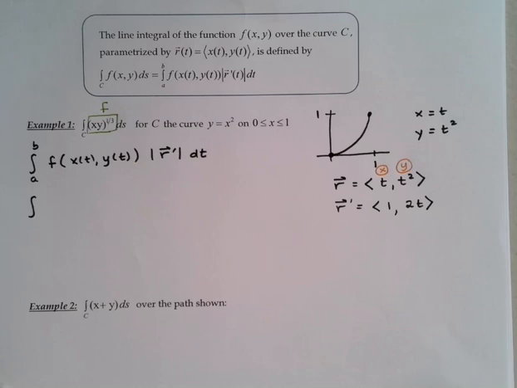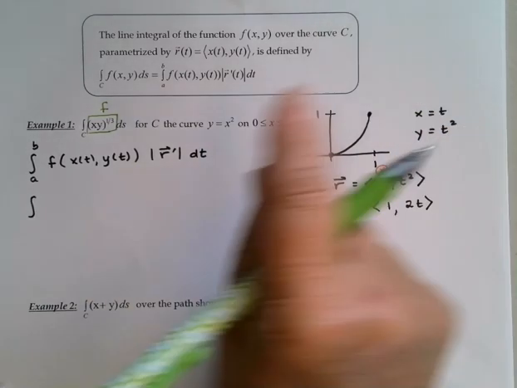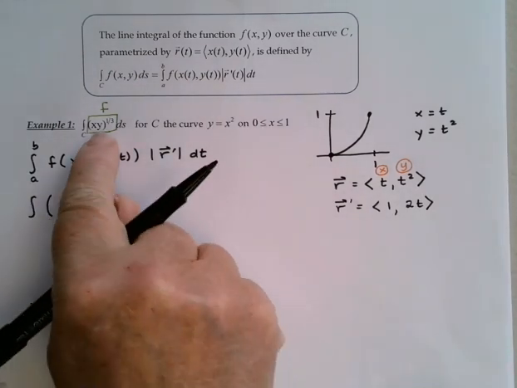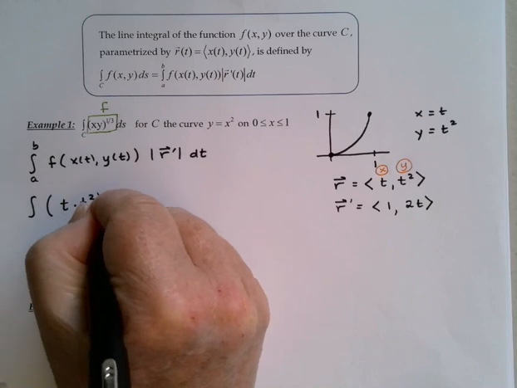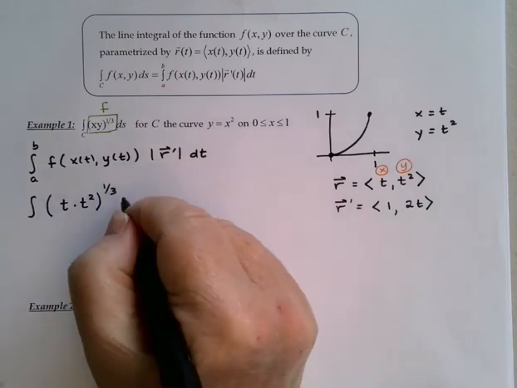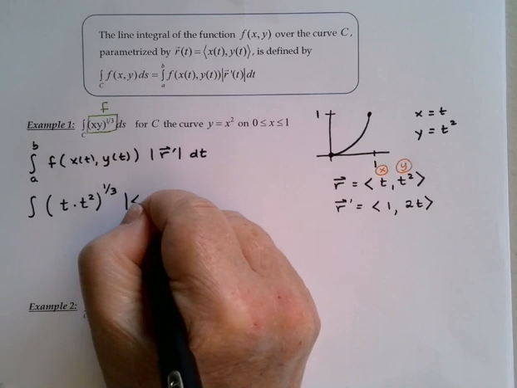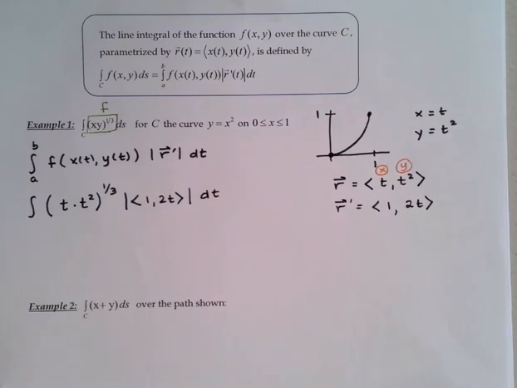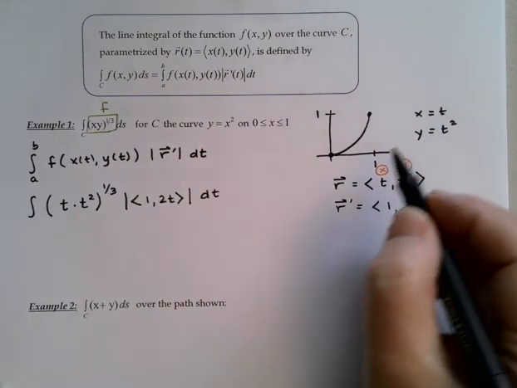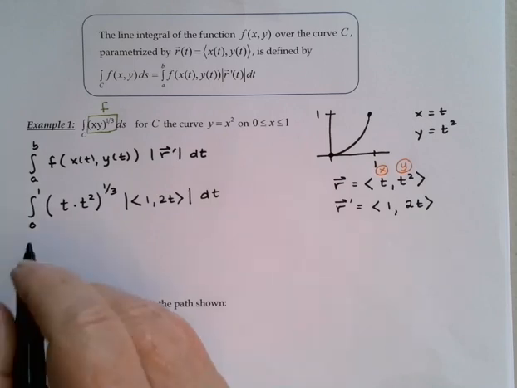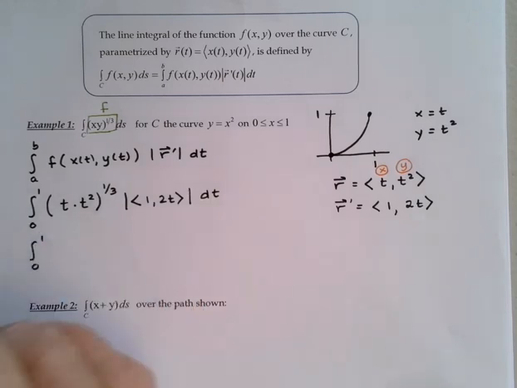I'm going to go ahead and plug in the x is t and the y is t squared. So that's going to become x is t times y is t squared, all to the 1/3 power. Then I'm going to put in the magnitude of this r prime, dt. And since x was equal to t and x goes from 0 to 1, that means t is also going to go from 0 to 1.